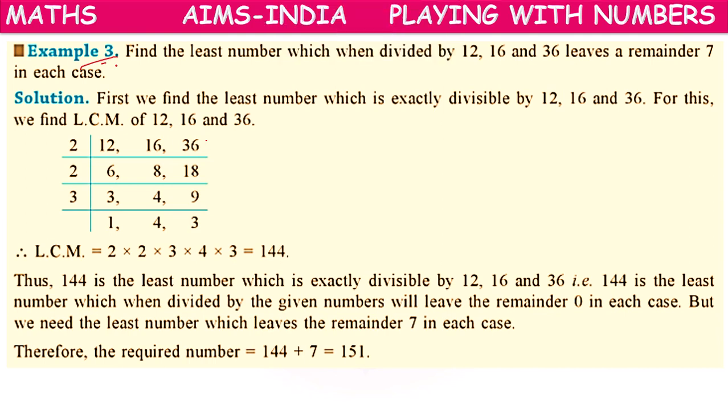Next one, example 3. Find the least number which when divided by 12, 16, 36 leaves a remainder 7 in each case. Means the least number dividing these three numbers with the remainder 7. Means that the least number cannot divide these numbers exactly, but it can divide these numbers. Remainder will be 7.